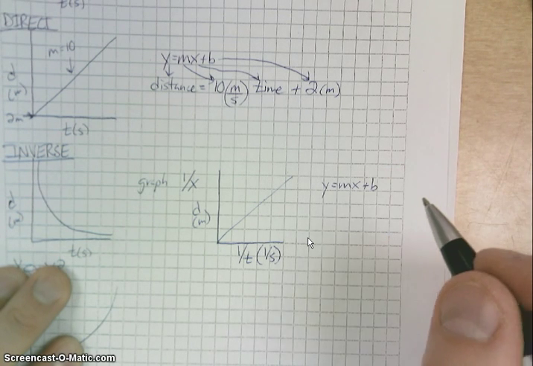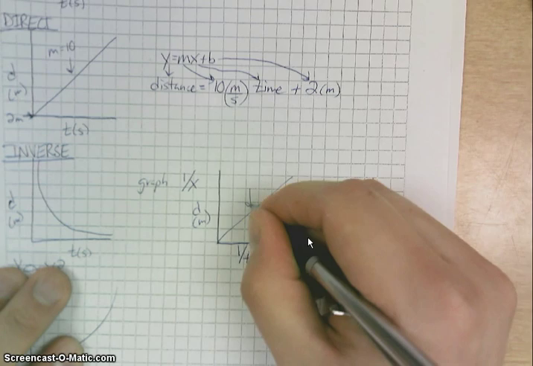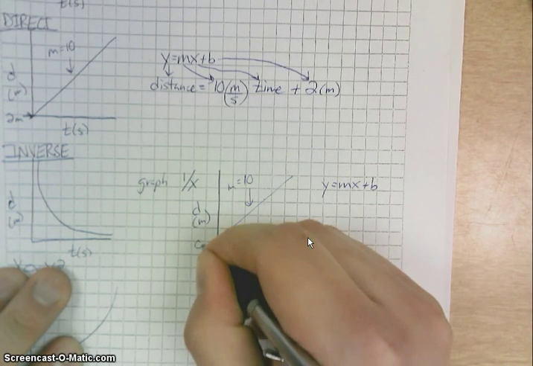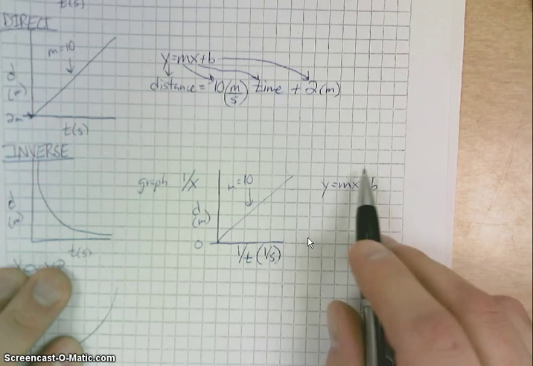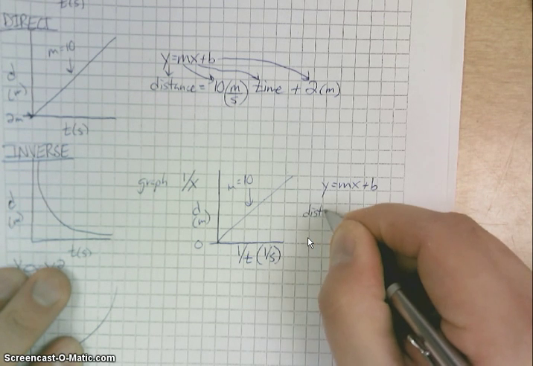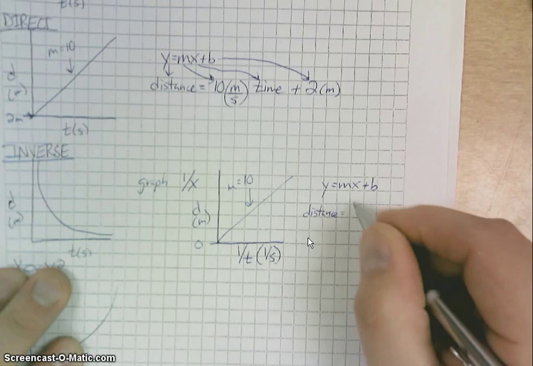Okay, but again, let's do this. Let's say the slope again is 10, and we're going to say the intercept is 0 this time. If this is the case, what's on the y? Well, what's on the y is distance. The slope in this case is 10.